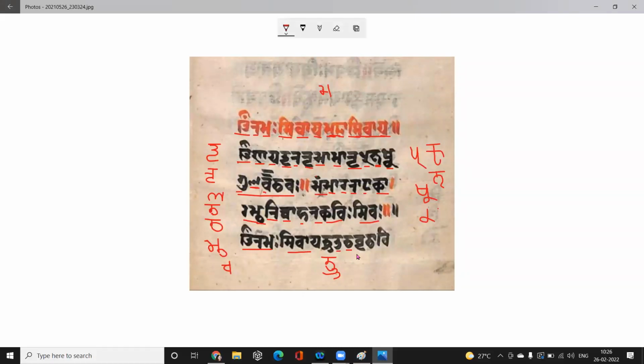And now here what we have is va and ya together. This is va, and at the bottom we have ya. And again we have bha. This is bha again. So Om Namah Shivaya Bhut Bhavya Bhave.